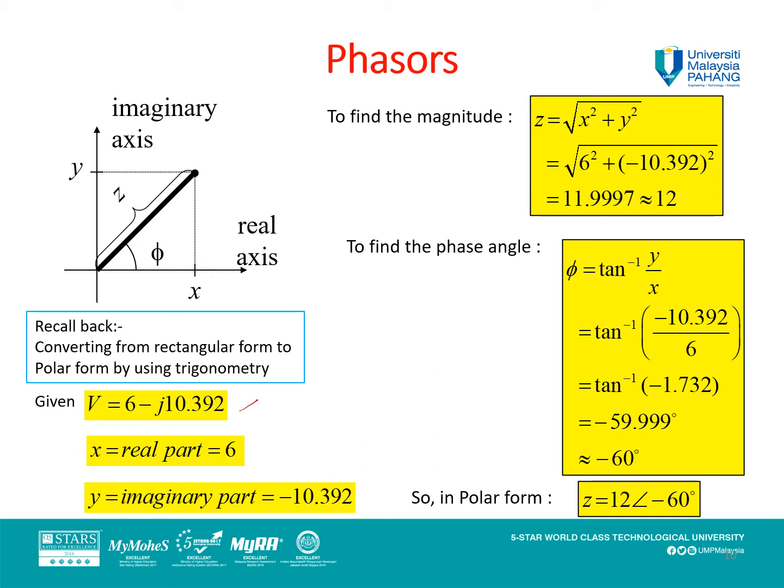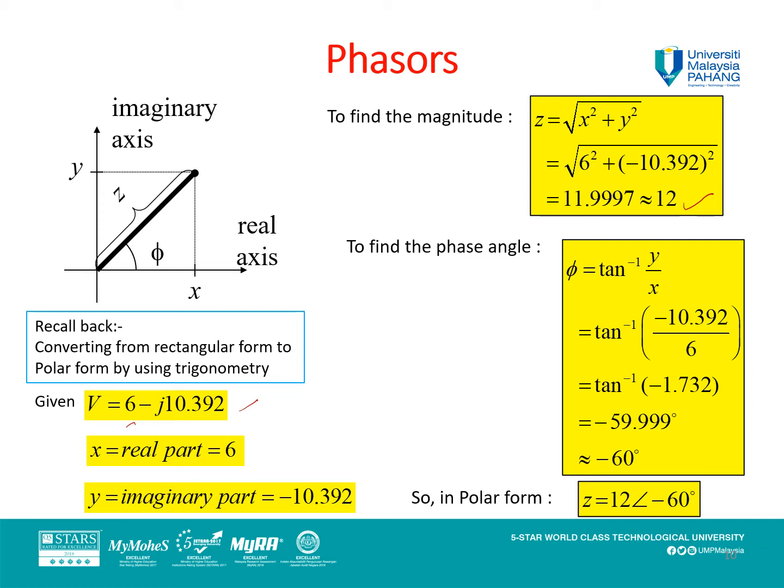Okay, x, the real part, is 6. The imaginary part, we have minus 10.392. How to get the magnitude? You take the square root of x to the power of 2 plus y to the power of 2. The real part 6 to the power of 2 plus the imaginary part squared. You do the calculation, then you get the answer, approximately 12.